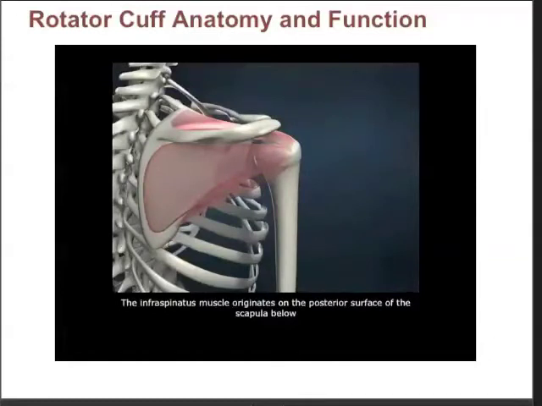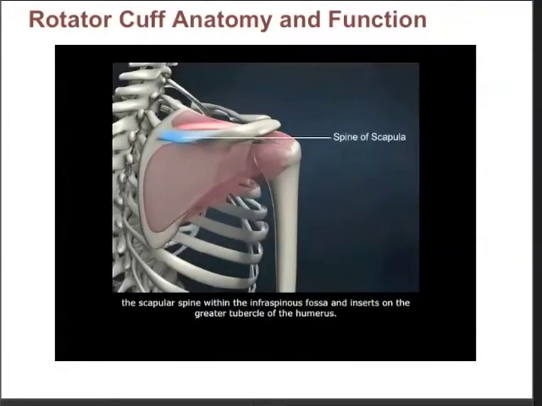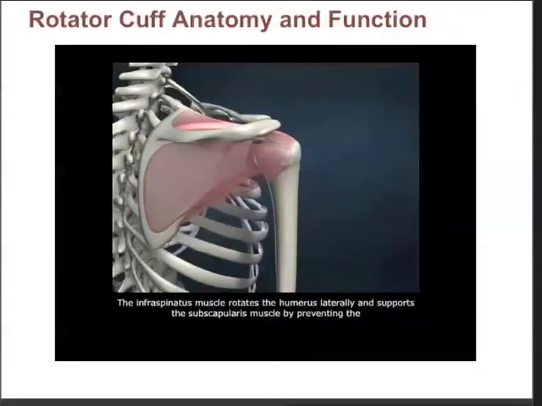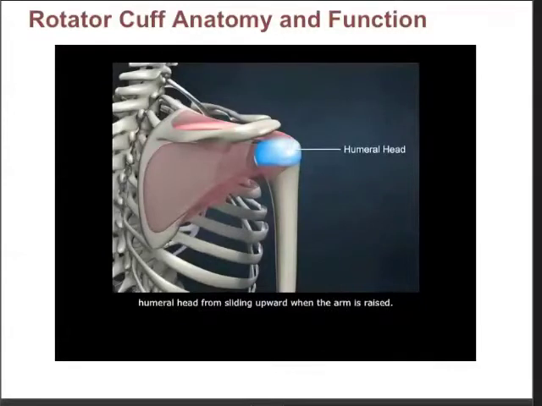The infraspinatus muscle originates on the posterior surface of the scapula, below the scapular spine, within the infraspinous fossa, and inserts on the greater tubercle of the humerus. The infraspinatus muscle rotates the humerus laterally and supports the subscapularis muscle by preventing the humeral head from sliding upward when the arm is raised.